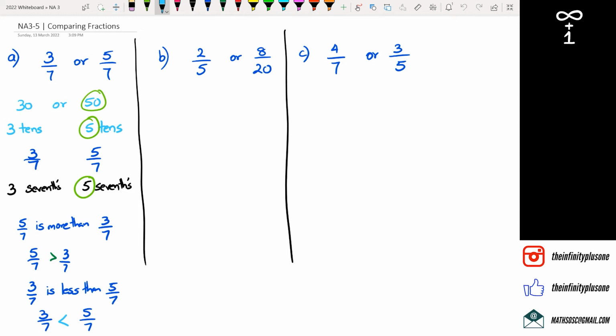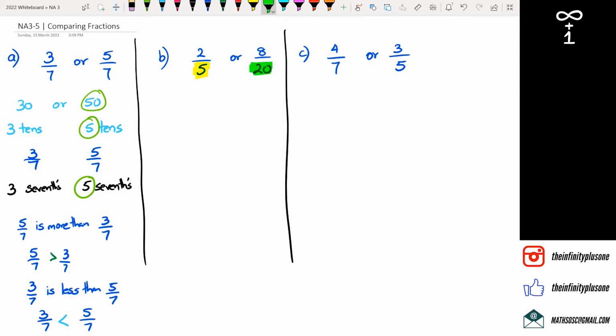So when we're comparing fractions, we want to make sure that the denominators are the same. And if they're not the same, like in question B, we'll have to figure out a way to make them the same. So let's go to question B right now. If you look at it, we've got two different denominators. One is 5 here, and the second denominator happens to be 20.